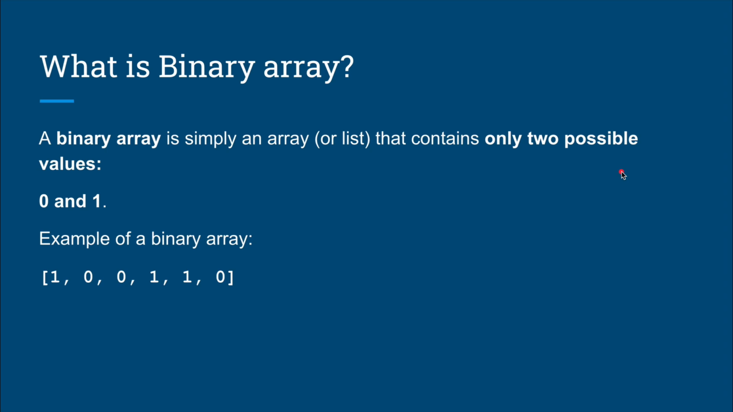Now try to understand what a binary array is first, right? If you are a beginner and you don't know what a binary array is, it's also not fair to continue further, right? So let's try to understand: a binary array is simply an array that contains only two possible values, 0 and 1. So for example, let's suppose we have a binary array 1 0 0 0 1 1 0, right?